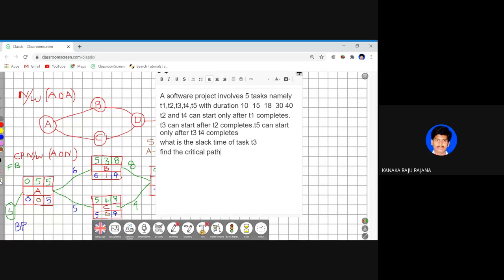Now, it is your turn to solve both the questions. I need the answer for this. Okay. As well as the answer for this. Both paths. Okay.